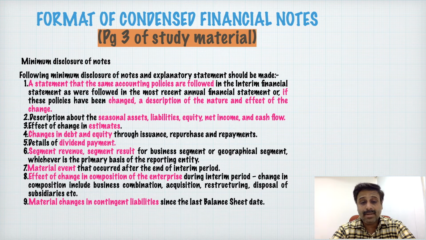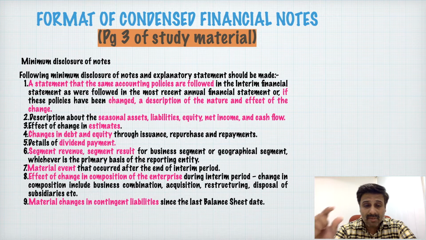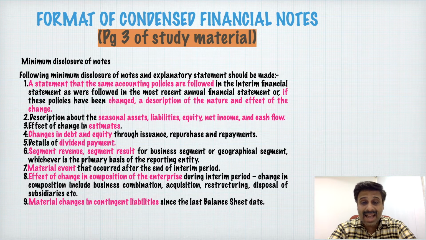So as I said in the previous slide also, that you have to write that explanatory notes, that why in quarter 1 the sales or revenue from operations are less because of the seasonal nature of income. So you have to give the description of not only that seasonal nature of income of sales, but if there are any seasonal assets, seasonal liabilities, seasonal equity, seasonal net income, seasonal cash flow, description of all such seasonal items has to be given in the disclosure.